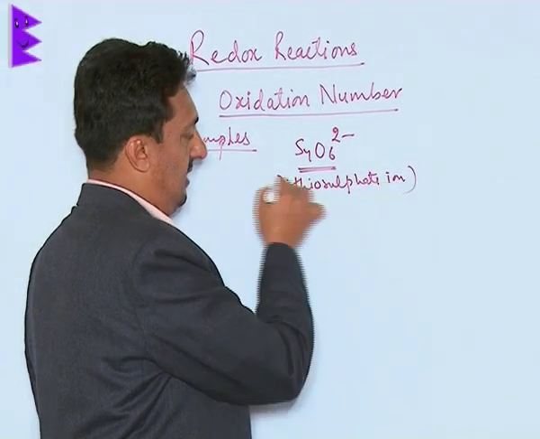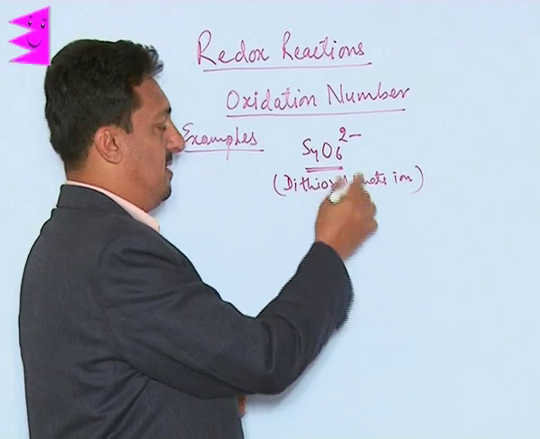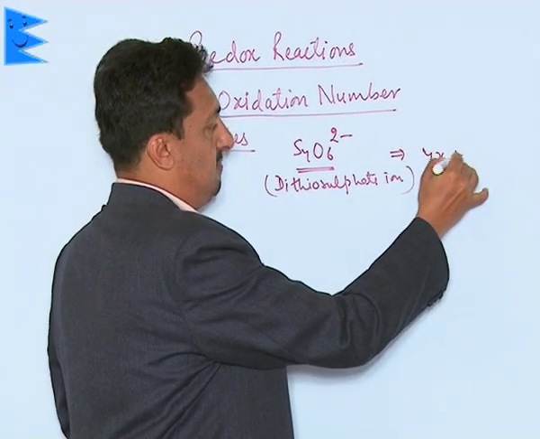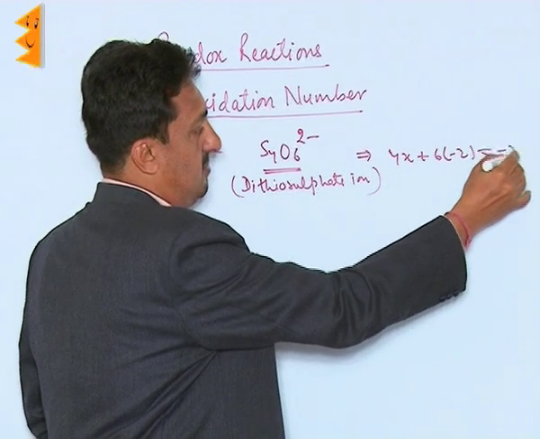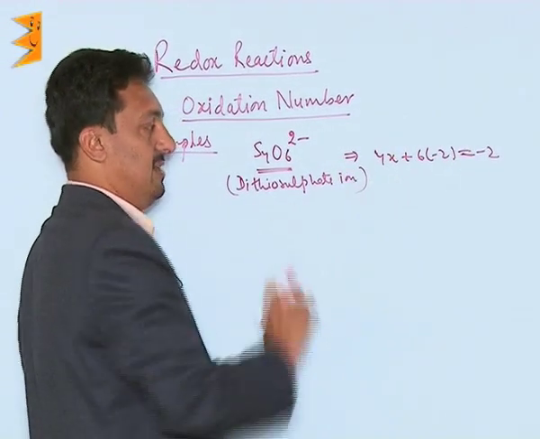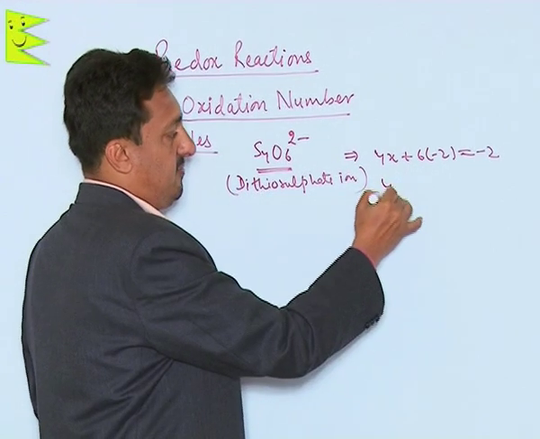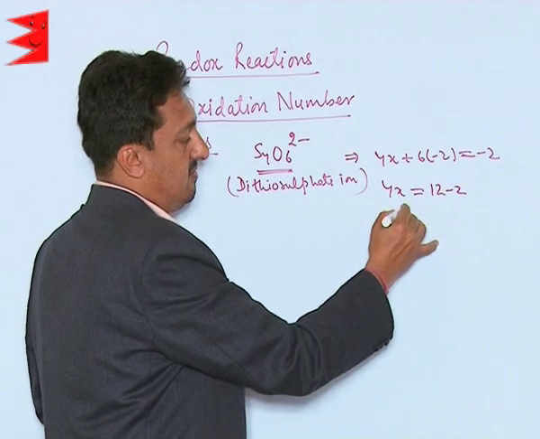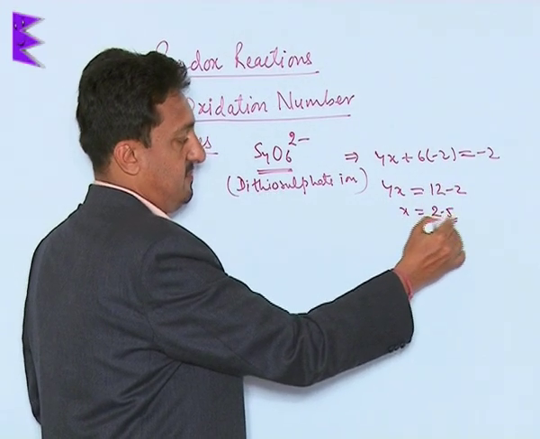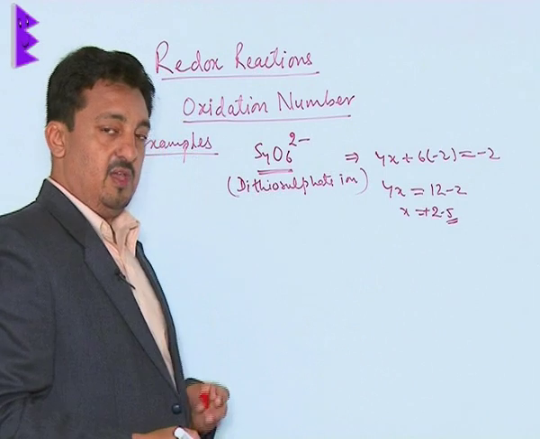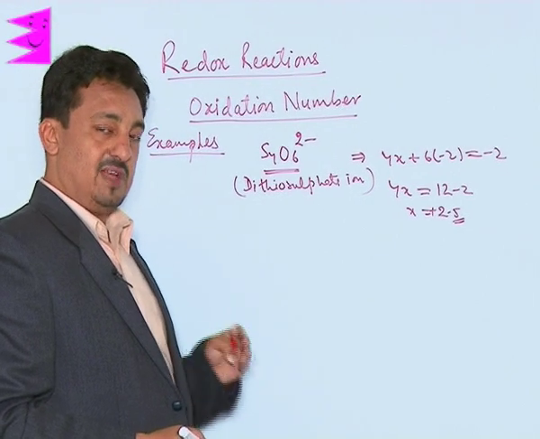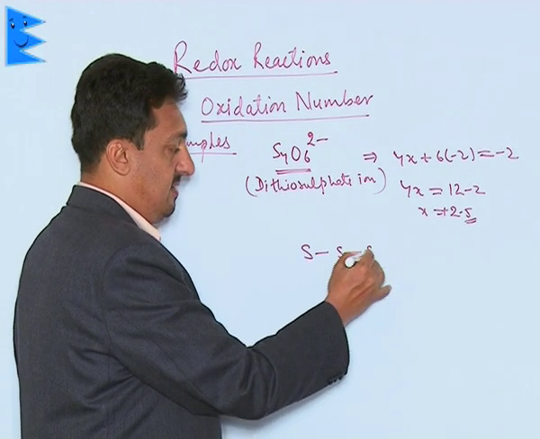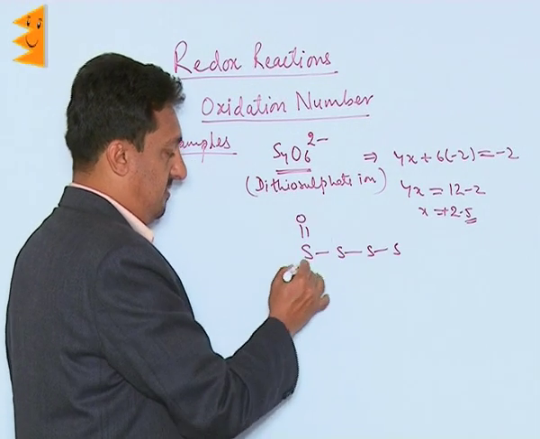Dithionate ion. Now in this, as per the rules, if we try to find the oxidation number, it will be 4x plus 6 times -2 equal to -2, because all oxygens will be in -2. There are 4 sulfurs, so 4x equals 12 minus 2, so x comes out to be 2.5. How is it possible that sulfur has a fractional oxidation number? It is not actually. The reason is the structure of the molecule, which is almost like this.